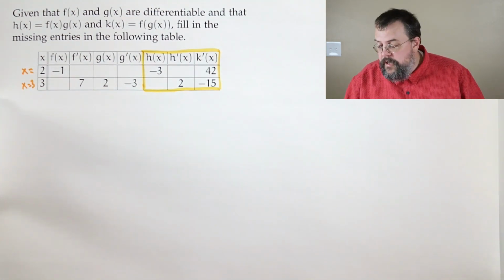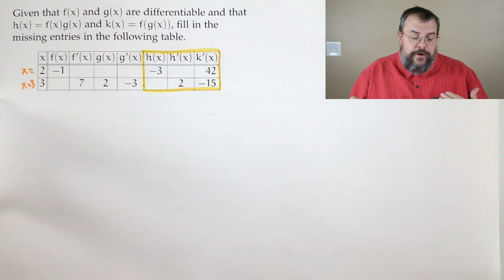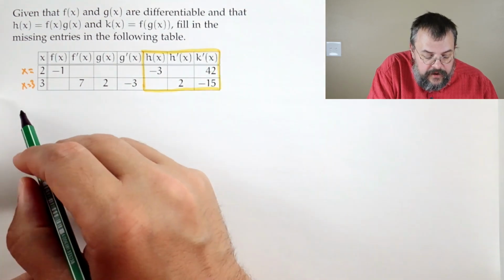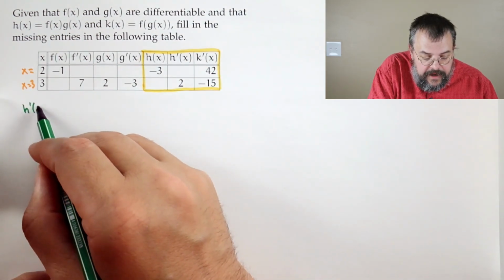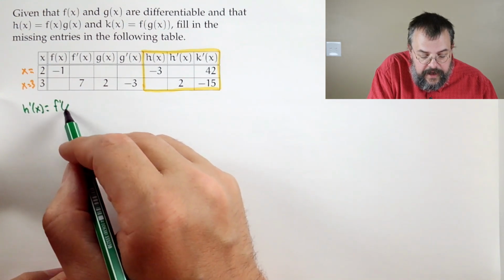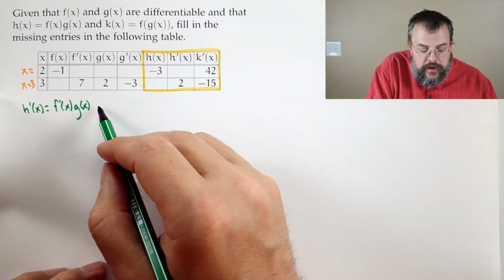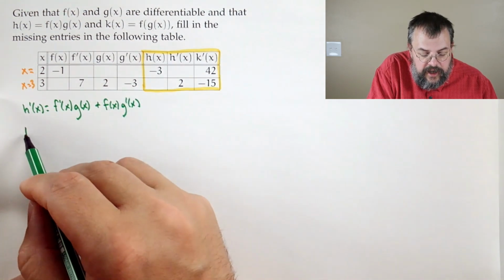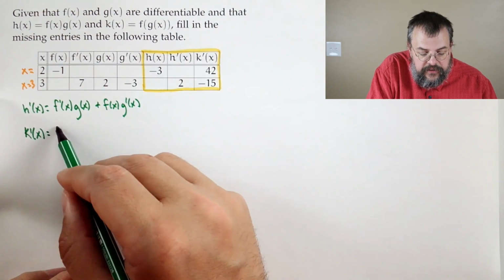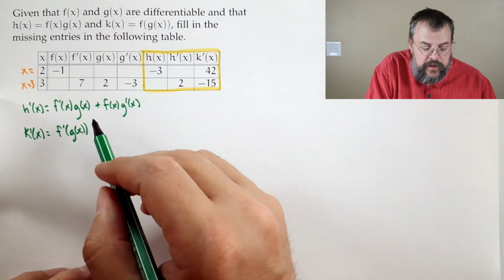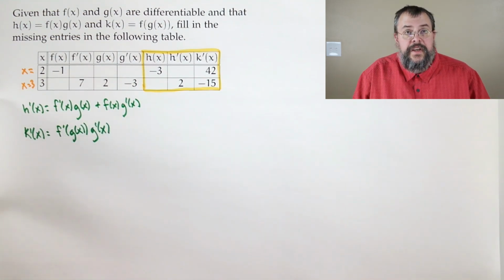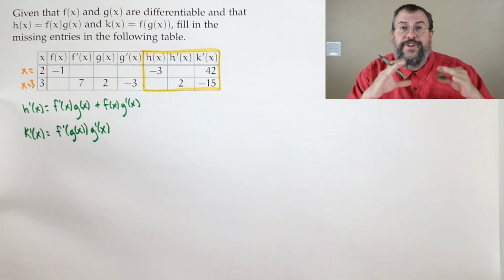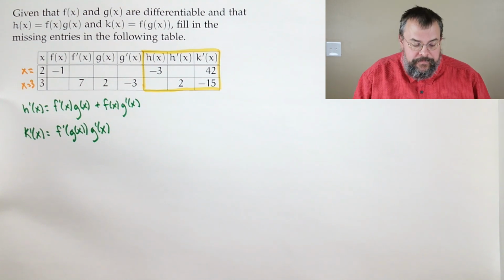Now I think it'll be helpful for reference for us to write down what various things are. So in particular, what is h prime and k prime? h prime of x would be f prime of x times g of x, plus f of x times g prime of x. That's our product rule. And k prime of x is f prime of g of x times g prime of x. That's our chain rule. Okay, so now we need to start digging around and see what we can find.